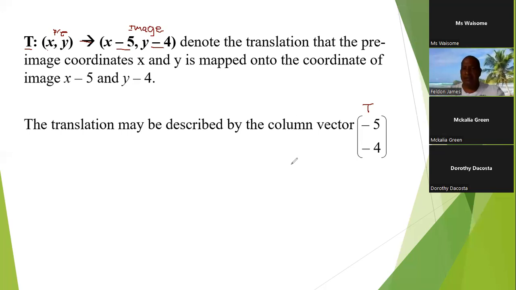Go ahead, Ms. Wesa. So that vector would have been the same thing as a matrix? Yes, it can also be thought of in the form of a matrix because vectors are also treated like matrices. They are actually matrices in their own right.